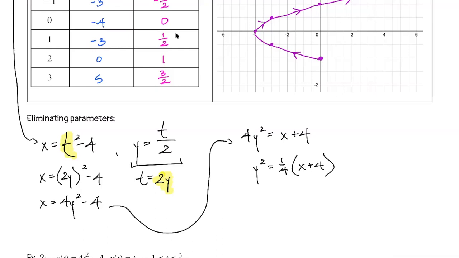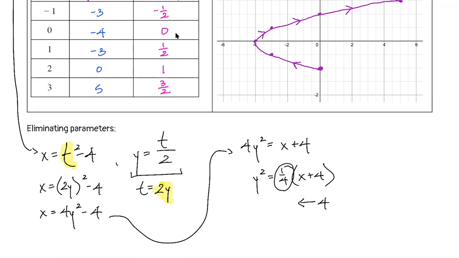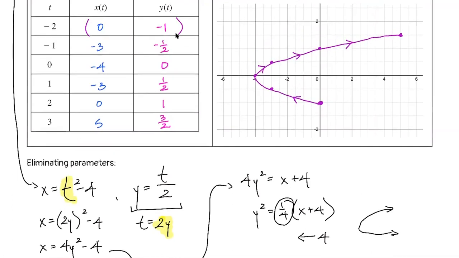Okay, now that form is something that's very familiar to us. We know that this plus 4 moves our parabola to the left 4 units. And we know that this 1/4 would help us find the focus if we wanted to find the focus. But we also know, because it's a y squared, that this is a sideways parabola that has been shifted to the left 4 units. And that looks a lot like the picture that we have here in the purple.